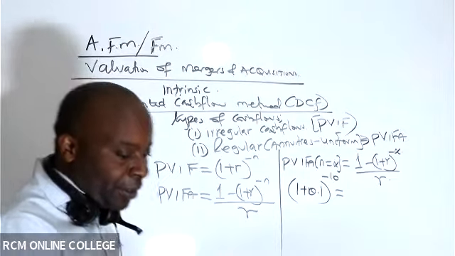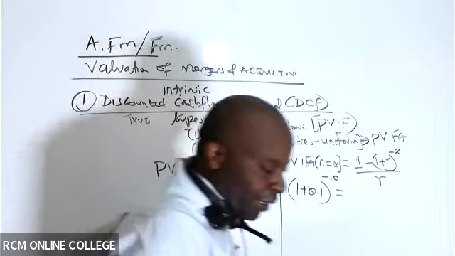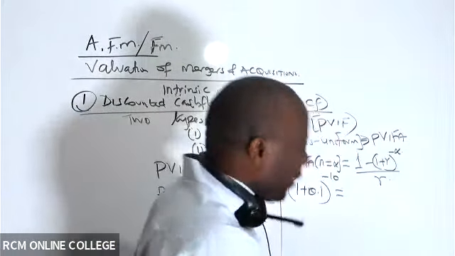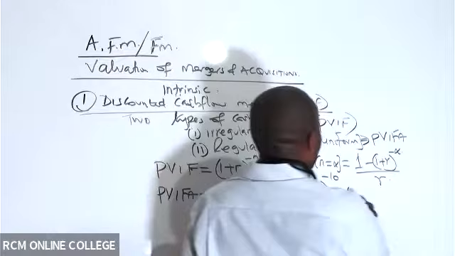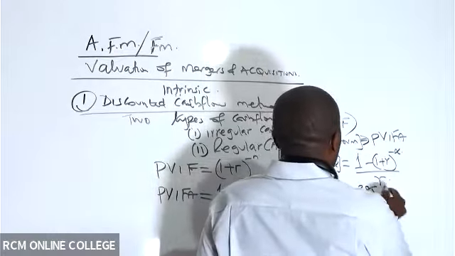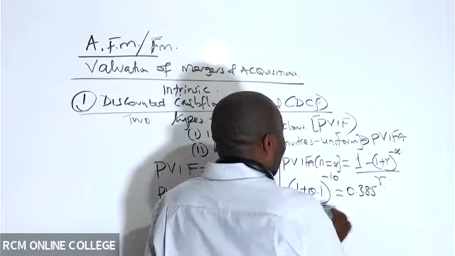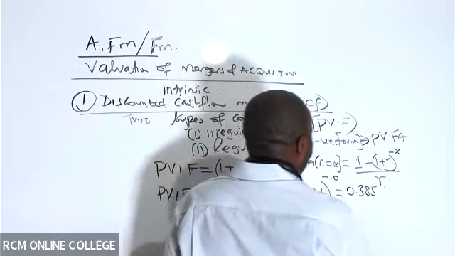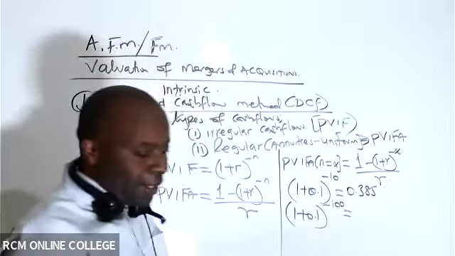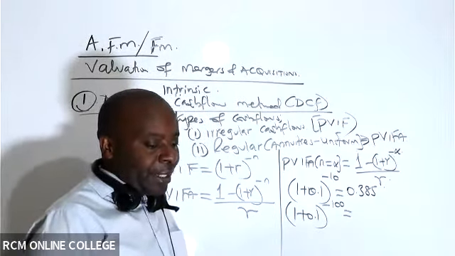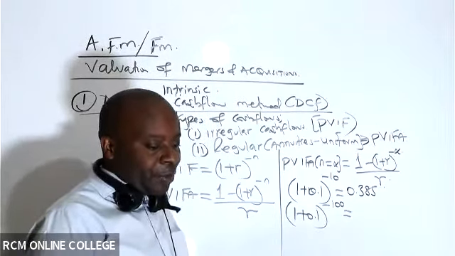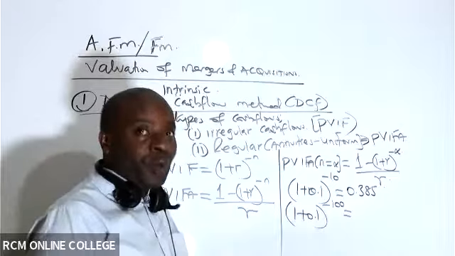Can somebody give me this answer? Must be very small. So we have here 0.3855. Thank you so very much. Then from there we have 1 plus the same R, right? But N has now increased to 100. So is there somebody who can give me this 1 plus 0.1, which is 1.1, right?